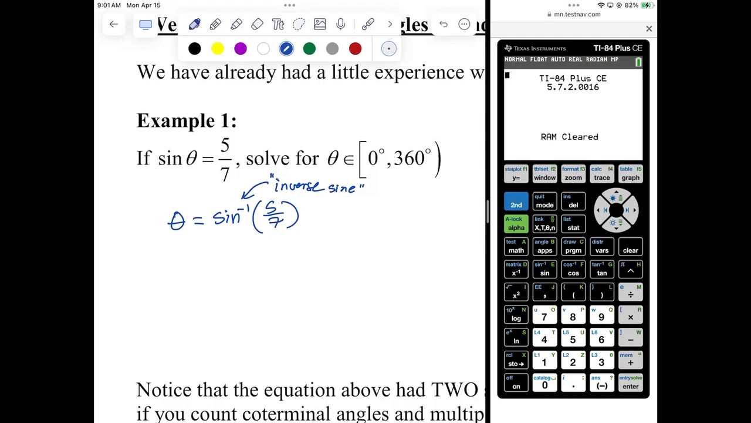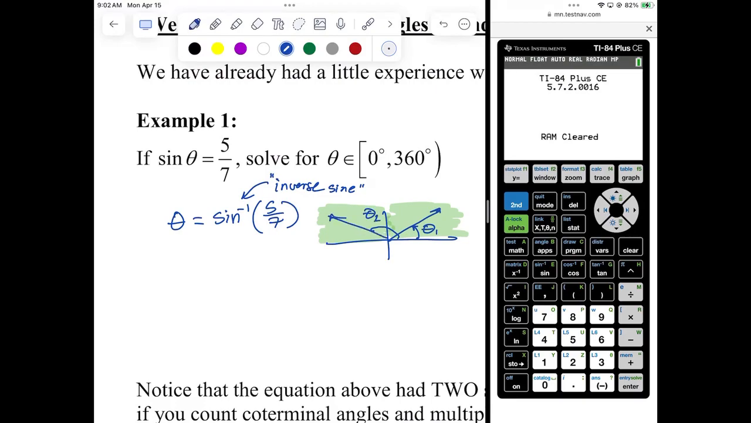Now, this is where we need the calculator. Is 5/7 one of our unit circle ratios? No, it's not. What quadrants is it going to be in? Let's at least figure out the quadrants. Where is sine positive? Quadrant 1 and quadrant 2. Sine is y, so sine is positive and y is positive. So I know it's going to be something between 0 and 90. There's theta 1. And then it's going to be something over here. We'll call this one theta 2 in quadrant 2.